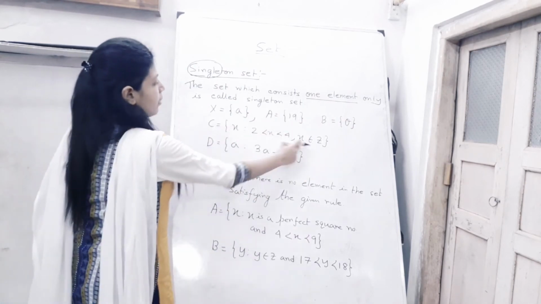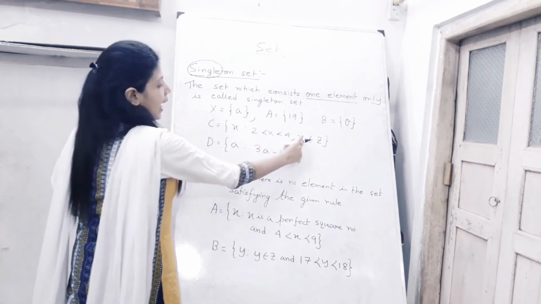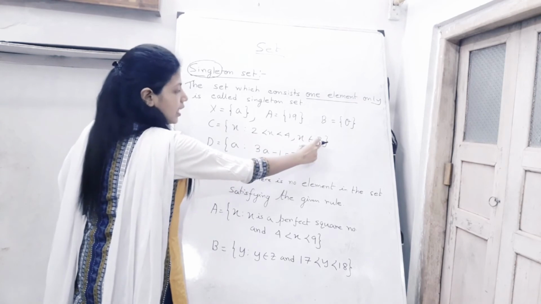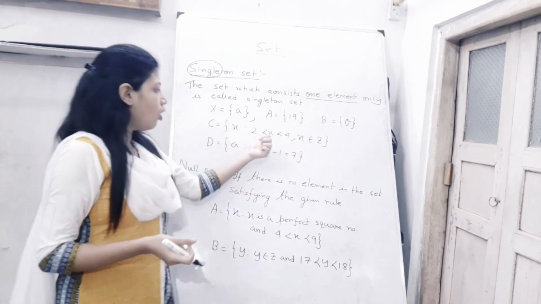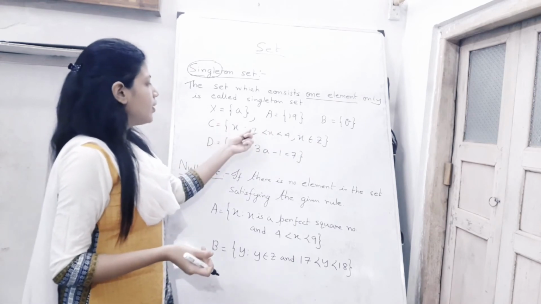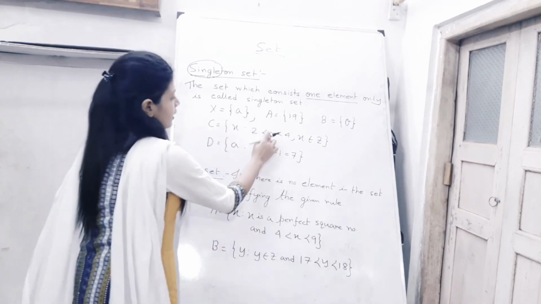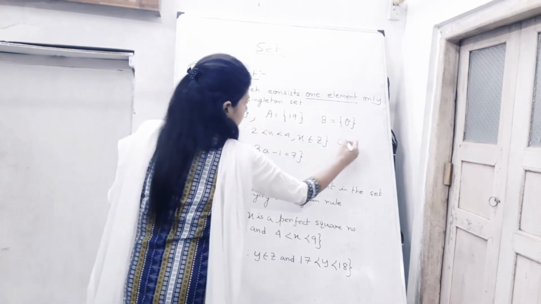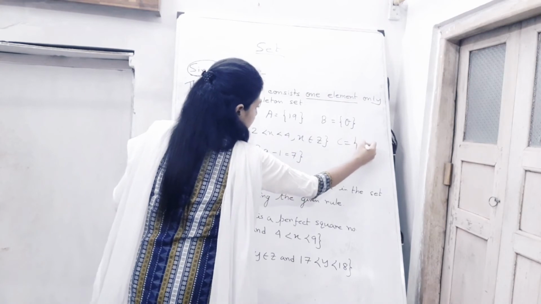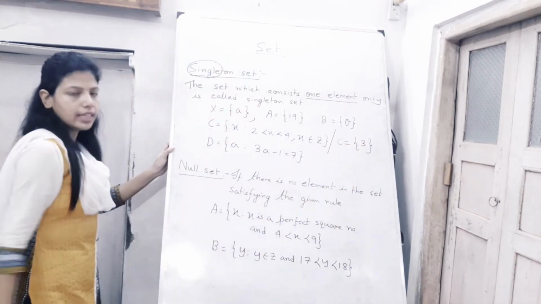Now this one is in set builder form: 2 less than X less than 4, and X belongs to Z. Z means the set of integers. The only integer which lies between 2 and 4 is 3, you know. So actually X equals 3. If I write C in tabular form, it will be 3. So it is also a singleton set.